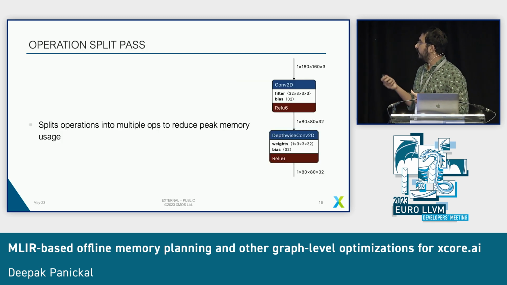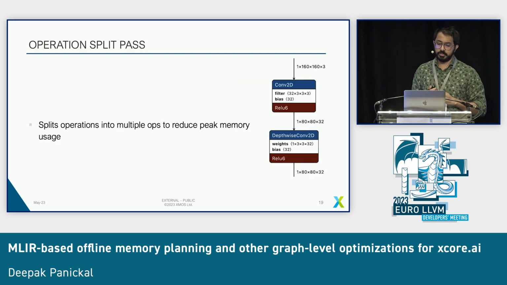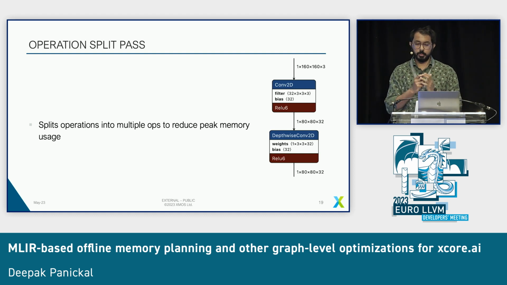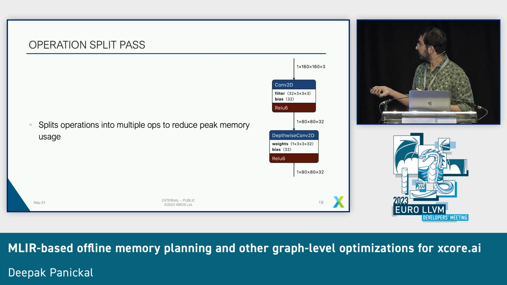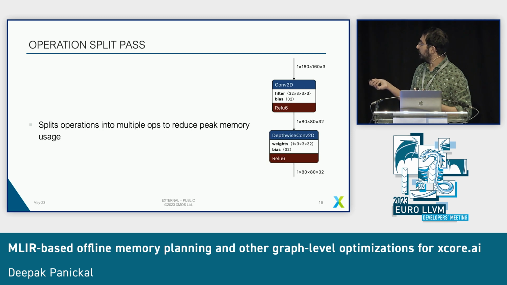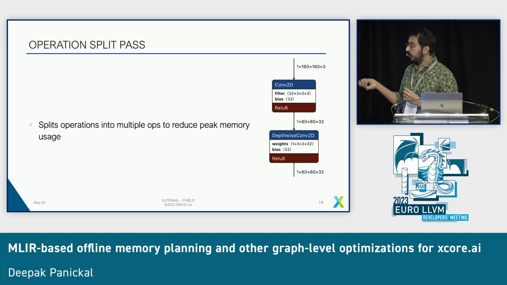Now, let me talk about the next optimization, which is the operation split pass. What we do here is we try to split operations into multiple ops to reduce peak memory usage. So again, if I point to this snippet here for convolution and depthwise, to run this convolution, you need to allocate the input, which is 160 by 160 by 3, and the output, which is 80 by 80 by 32. So both of these have to be in memory.